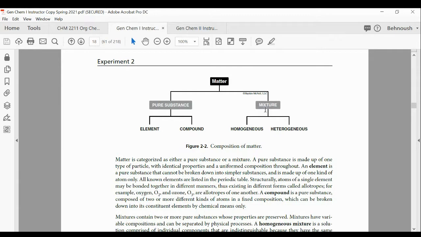Classification of the compound: pure substances and mixtures. Mixtures. What's the difference between a heterogeneous and a homogeneous mixture?